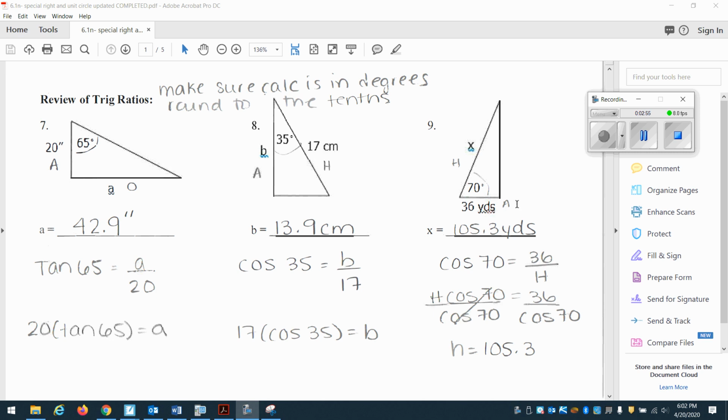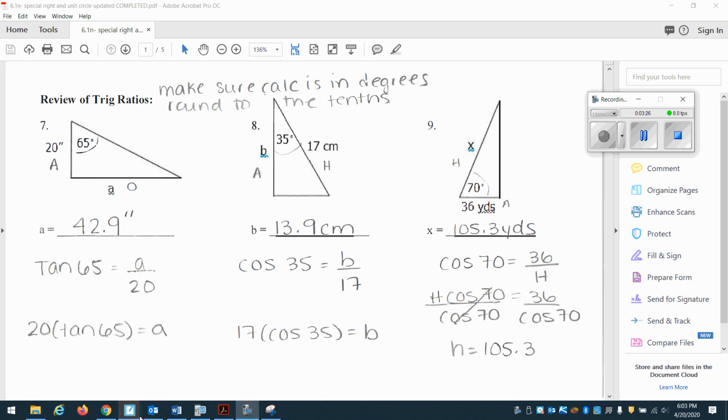They both happen to be cosine ratios. The first one was similar to number 7. 8 was very similar to number 7 in terms of the setup. However, in 9, you are given the adjacent side and have to find the hypotenuse. So you have to do a little extra here, one extra step in order to find the hypotenuse. So hopefully everyone got that.